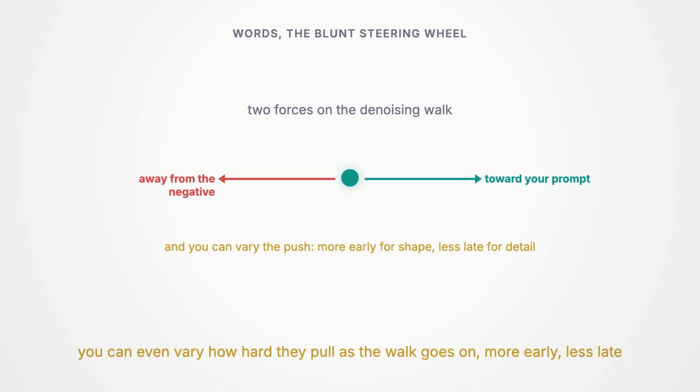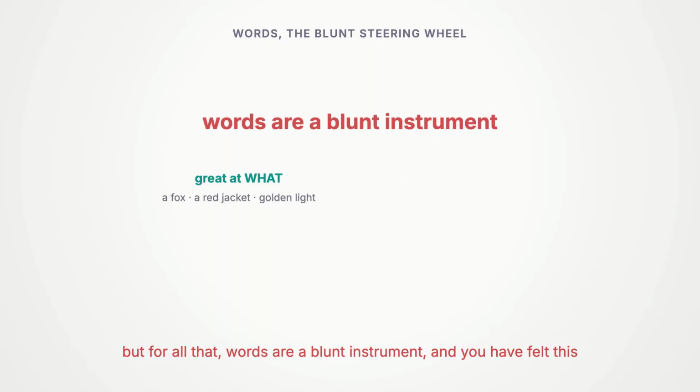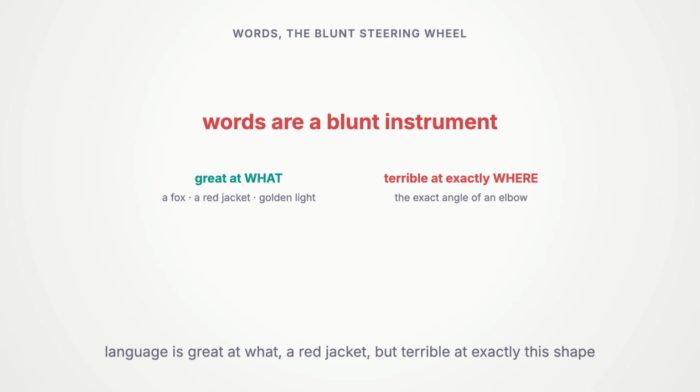But for all that, words are a blunt instrument, and you have felt this. Ask for a person in a specific, exact pose, one hand raised, head tilted just so, and you can type for an hour and still get someone almost right but not quite. Language is wonderful at what? A fox, a red jacket, golden light. It is terrible at precisely where and exactly this shape. You cannot say in words the exact angle of an elbow.